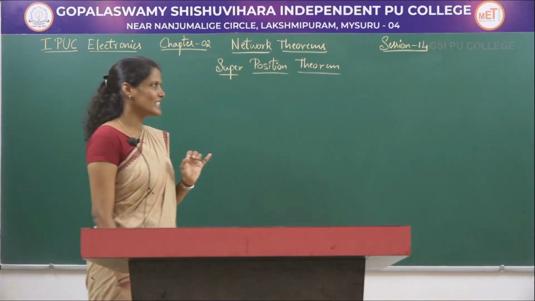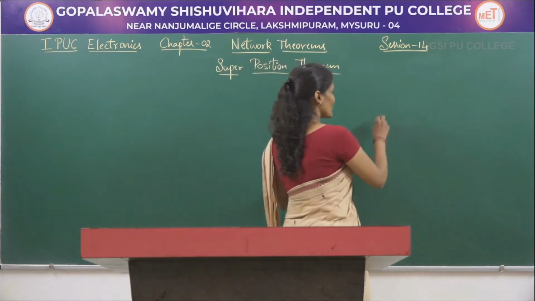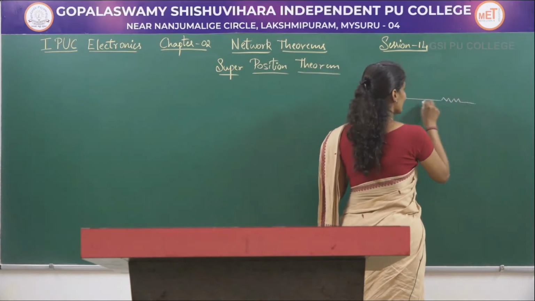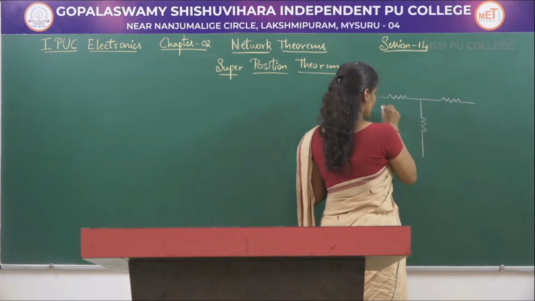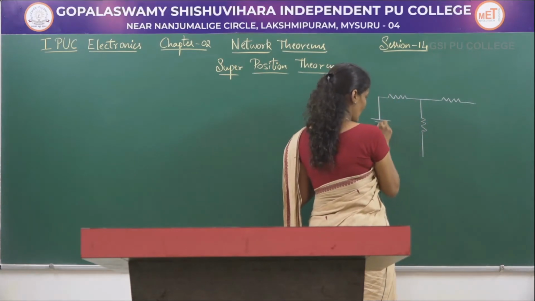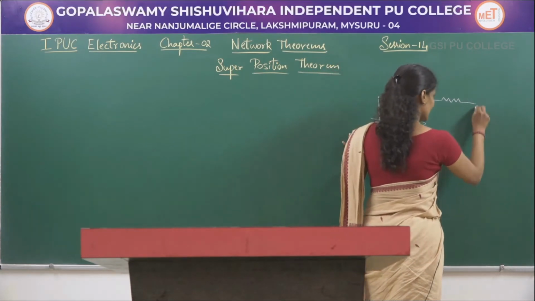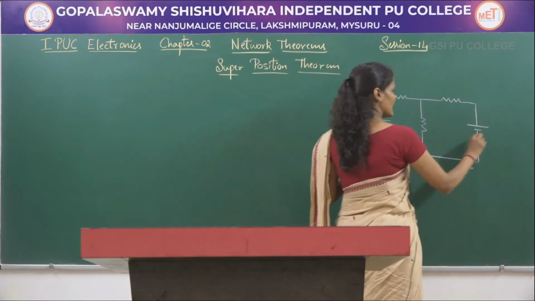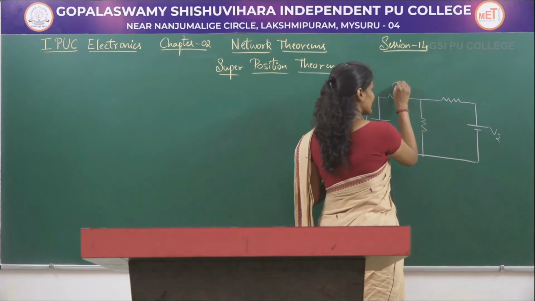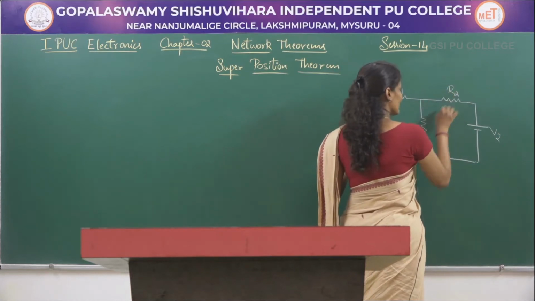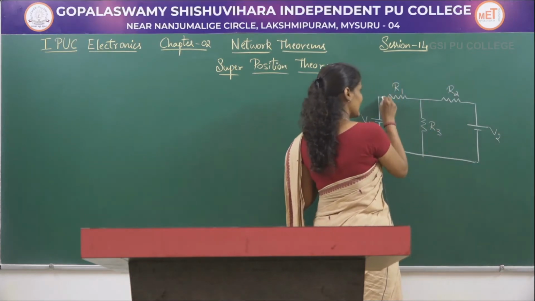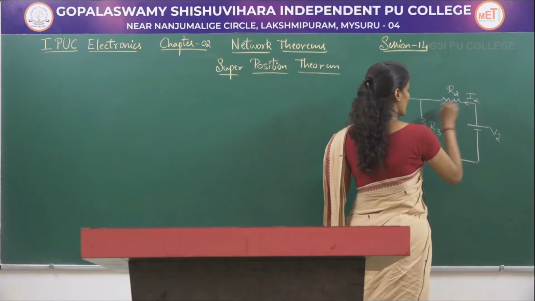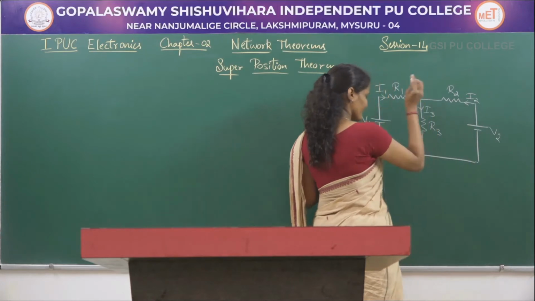So let us try to understand this with one simple circuit where we have three resistors which are connected in this particular manner, and we have two voltage sources. Let us name those voltage sources as V1 and V2, and these resistors are named as R1, R2 and R3, and the currents are denoted as I1, I2 and I3.